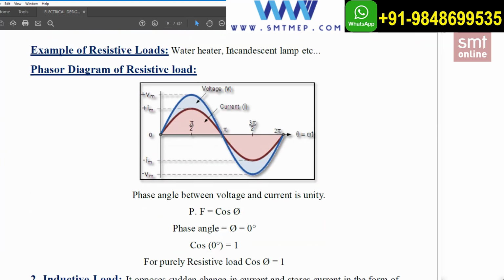Examples of resistive loads, as I have told you, are the water heater, the incandescent lamp, etc. In the olden days, we used to have a water heater which we immersed in a bucket to boil the water. I'm talking about that water heater, because in today's generation the water heater has some inductive value also. I'm not talking about that. Almost 10 years back, we used to have a water heater which we immersed in a bucket or any container to boil water. I'm talking about that water heater.